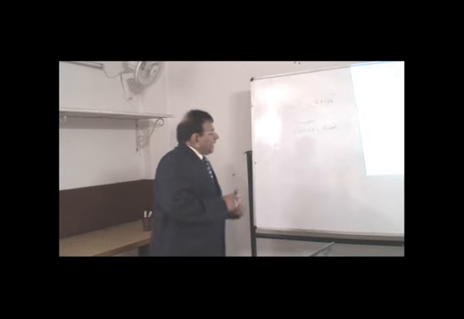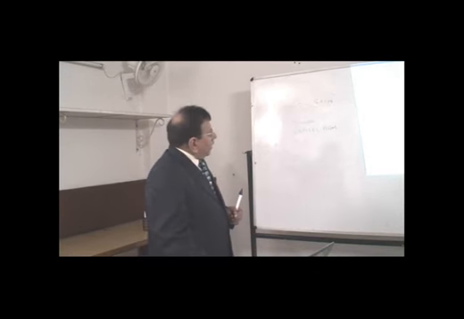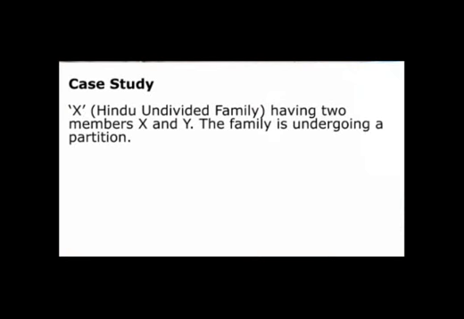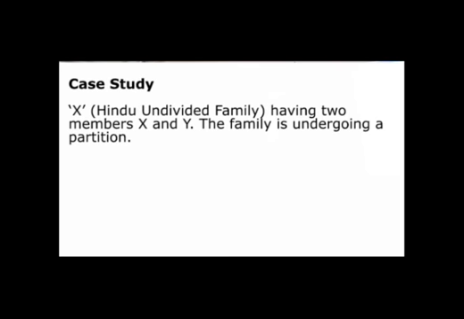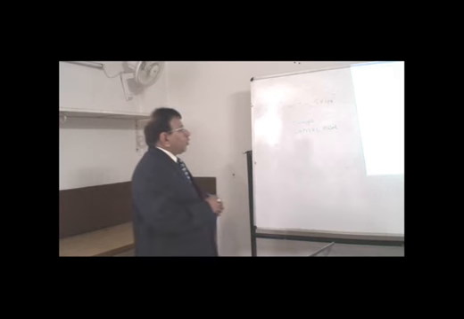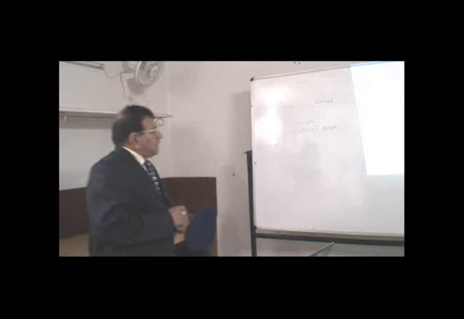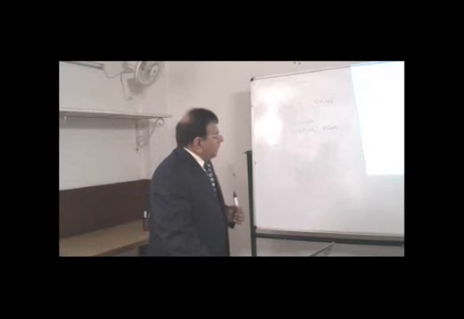Now, as per the case study, if you kindly see the case study, X, a Hindu undivided family having two members, X and Y. So there is one Hindu undivided family, HUF, and it has two members, X and Y. The family is undergoing a partition. The balance sheet of the family immediately before the partition on March 31st, 2007 is as follows. So this is the balance sheet of the HUF. It means they are just undergoing a partition. And there are two members in this HUF.